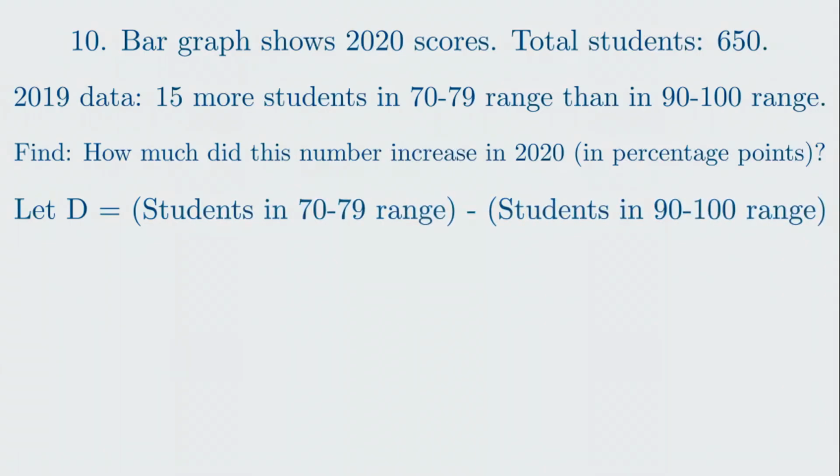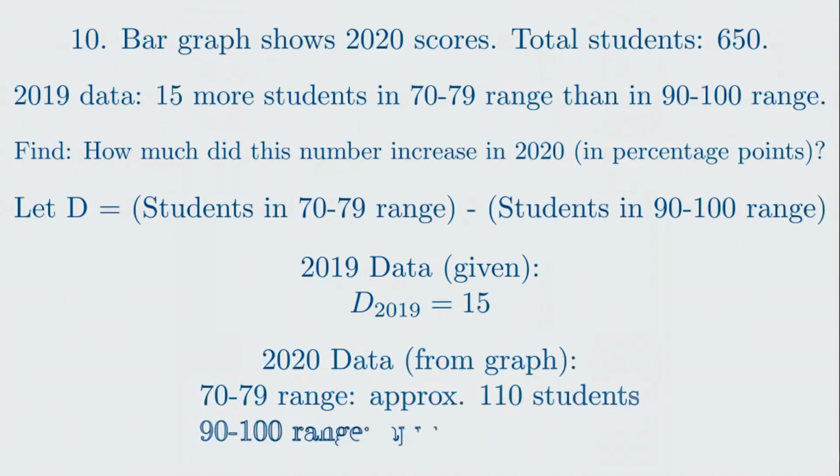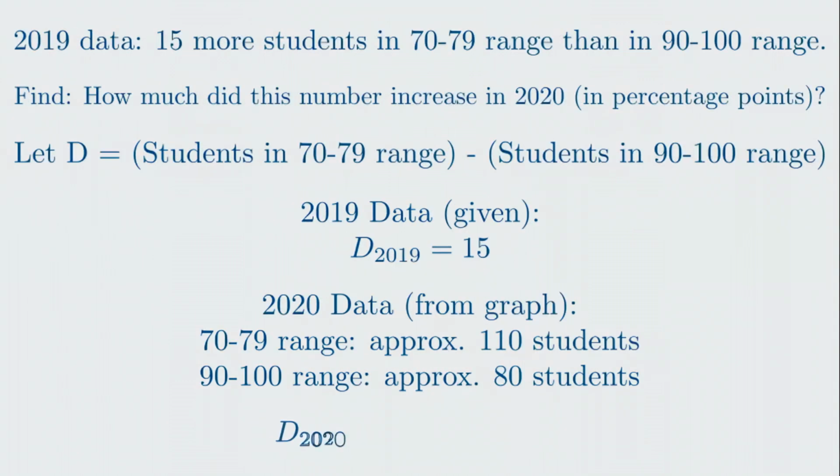First, let's look at the 2019 data. We're explicitly given the difference. The problem states that in 2019, 15 more students were in the 70 to 79 range than the 90 to 100 range. So, the difference for 2019, D 2019, is 15. Now, let's find the difference for 2020. Using the bar graph, we need to read the approximate number of students from the graph. The bar for 70 to 79 goes up to about 110 students. The bar for 90 to 100 goes up to about 80 students. So, the difference for 2020, D 2020, is 110 minus 80, which is 30.